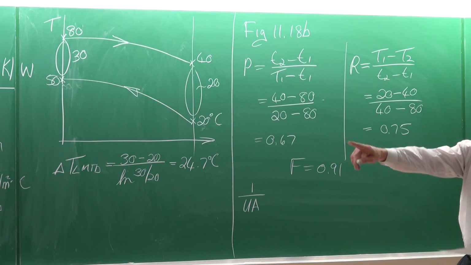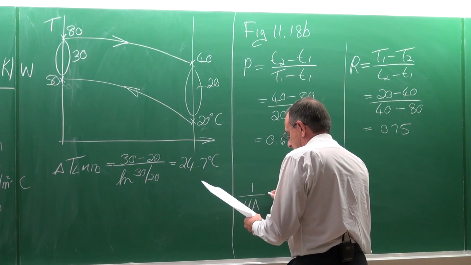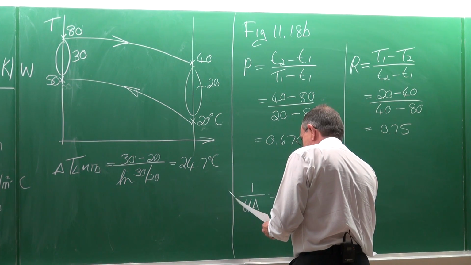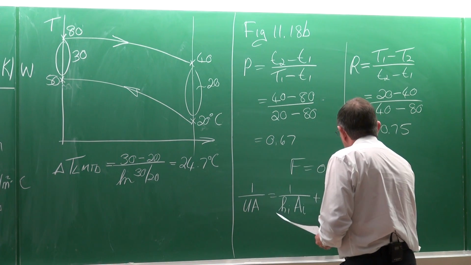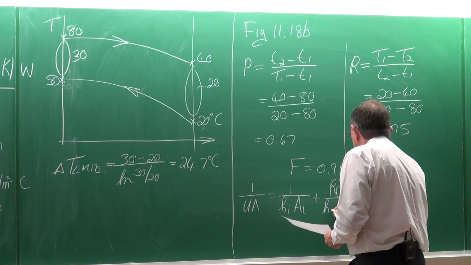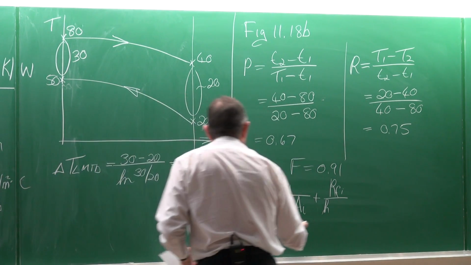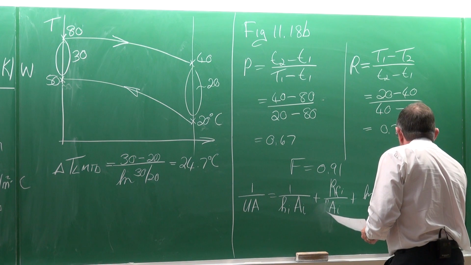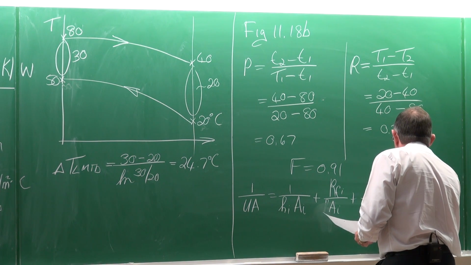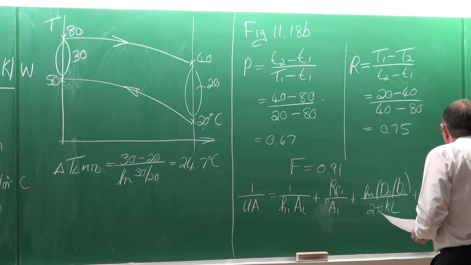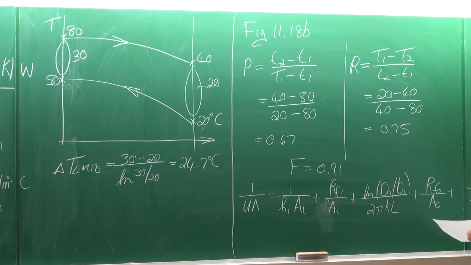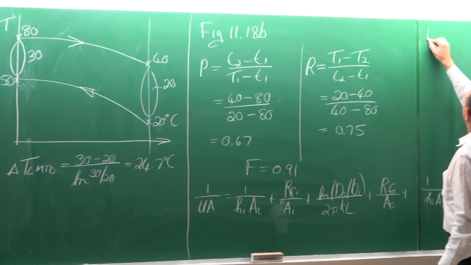The equation for the overall heat transfer coefficient, there it is: 1 divided by U is equal to 1 divided by the heat transfer coefficient on the inside multiplied by the area on the inside, plus the fouling on the inside divided by the area on the inside, plus the ln of the diameter ratio divided by 2 pi KL, plus the fouling on the outside, plus 1 over the heat transfer coefficient on the outside. Okay. So let's look at the case for no fouling.